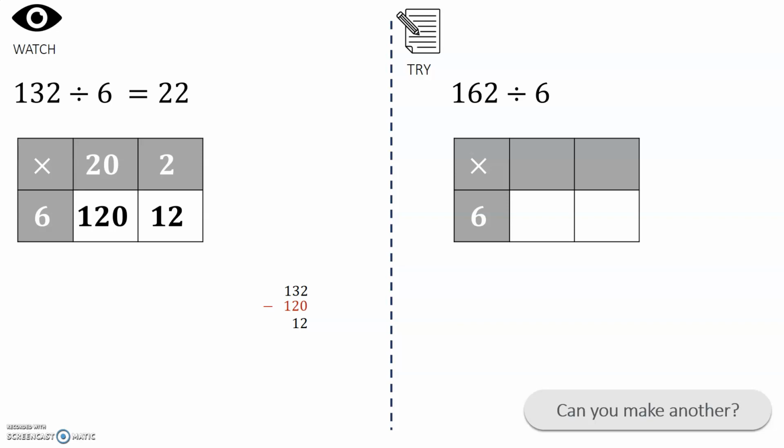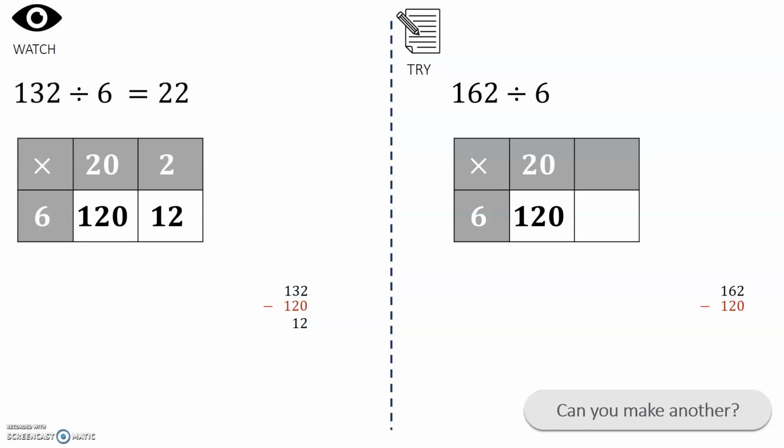Okay, so thinking about my multiples of 6, we want to really keep the general structure of the grid method. So we quite like to have tens and units in those two columns. So I could try 6 times 10, 6 times 20, 6 times 30. Now 6 times 30 won't work because that would be 180, which is too many. I've only got 162. So we're going to do 6 times 20.